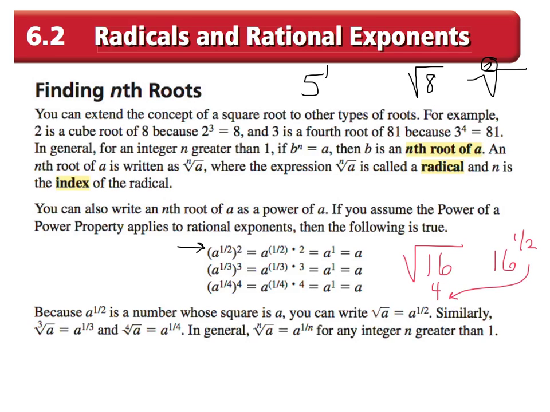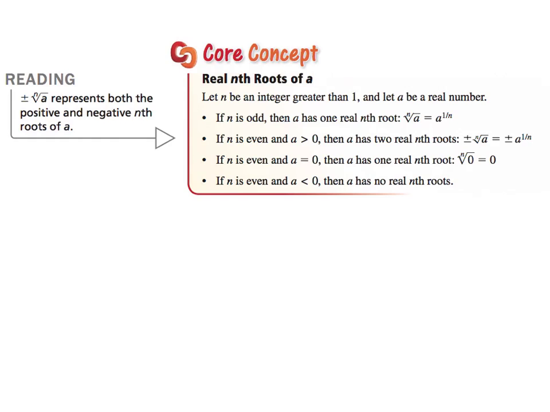If you take the square root of something, that's the same as taking it to the 1/2 power. If you actually take the 3rd root of something, that's taking it to the 1/3 power. The 4th root is to the 1/4 power. And that's what it says here. Cubed root is a to the 1/3. The 4th root is a to the 1/4. So in general, here it is. The nth root of a is written as a to the 1 divided by n power for any integer n greater than 1. All right, so let's talk about our core concept.